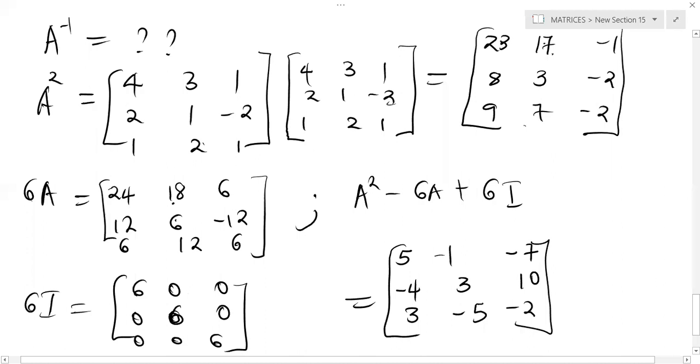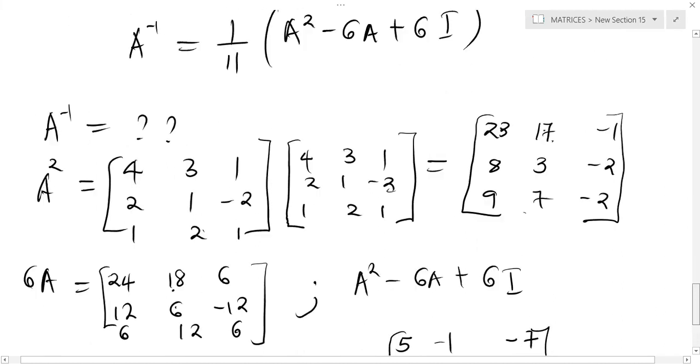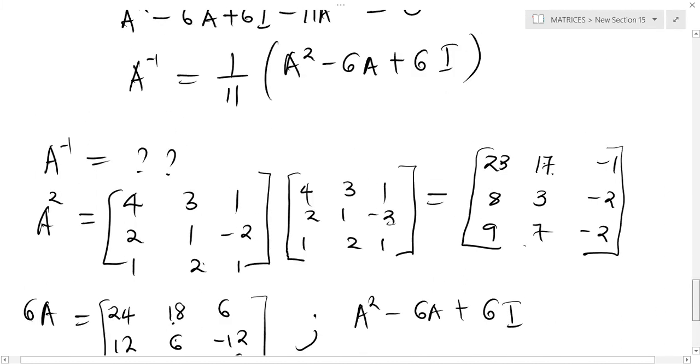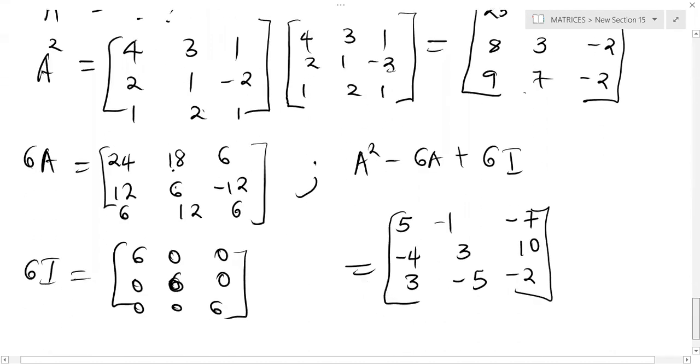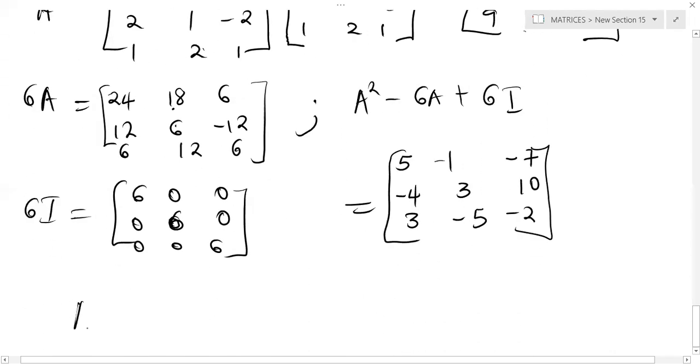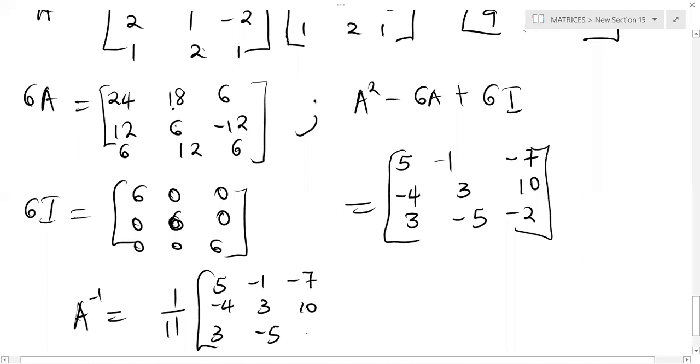Now remember our answer for A inverse. We said that A inverse is equal to 1 over 11 of that. So our A inverse will be equal to 1 over 11 into 5 minus 1 minus 7 minus 4, 3, 10, 3 minus 5 minus 2. Okay, so this is our A inverse.